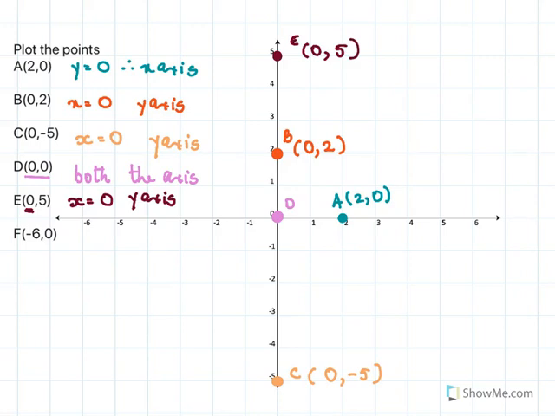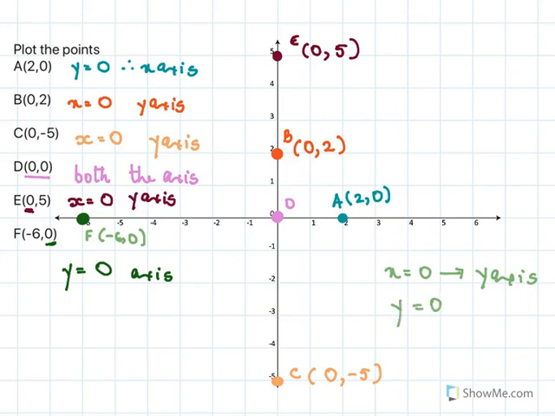And for the last one, F equals -6, 0. Here we see that y is 0. If y is 0, it must be lying on the x-axis, and the point will be out here, F, -6, 0. So to repeat again, if x equals 0, the point lies on the y-axis, and if y is equal to 0, the point lies on the x-axis.